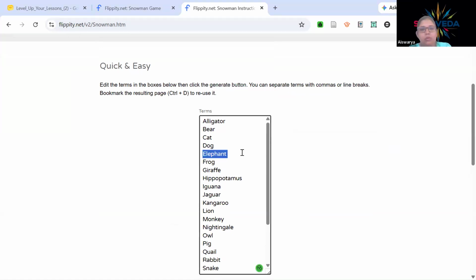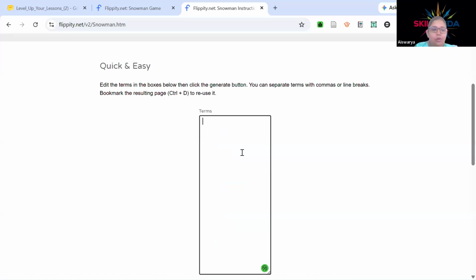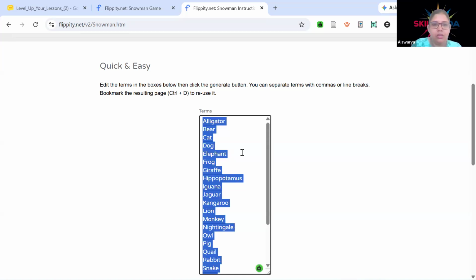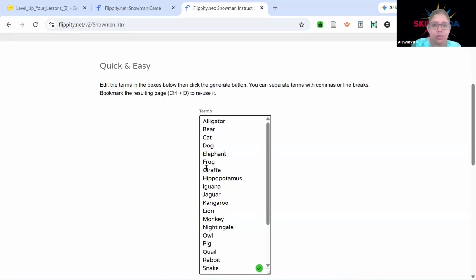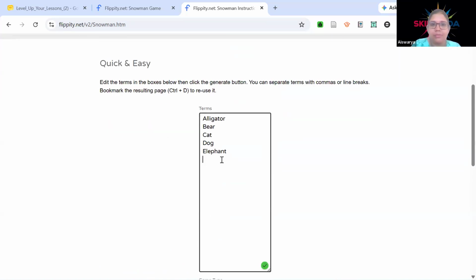So imagine, this is the default animals list. I'm going to have some list in my hand. Instead of this, I'll just go for these 5. Okay, so only these 5 names. You can put your own words from your own subjects. Just put those words here.